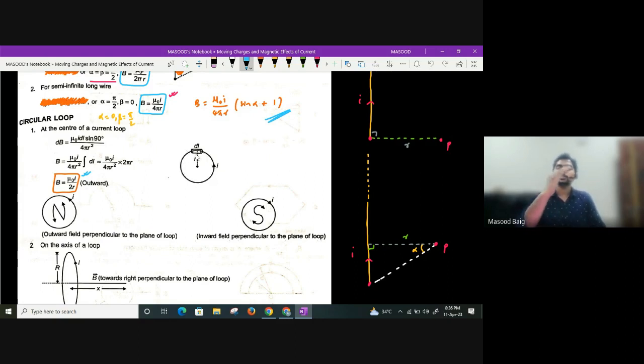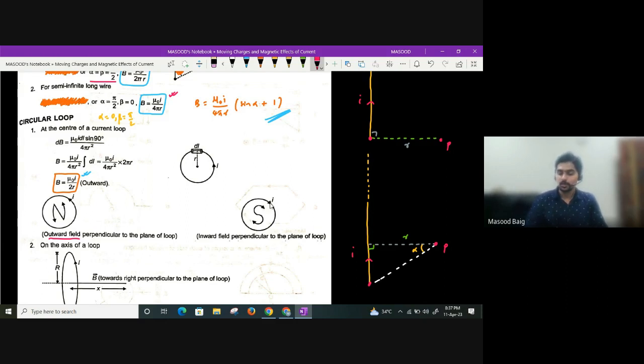So, along the sense of current, you will curl the fingers of the right hand. The direction of thumb will be pointing outward, or the direction of thumb will be pointing inward. So whenever you have an anti-clockwise current, you are going to get an outward field, guys. And anti-clockwise current will behave as a north pole.